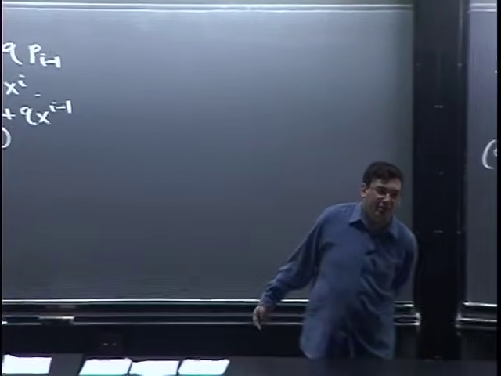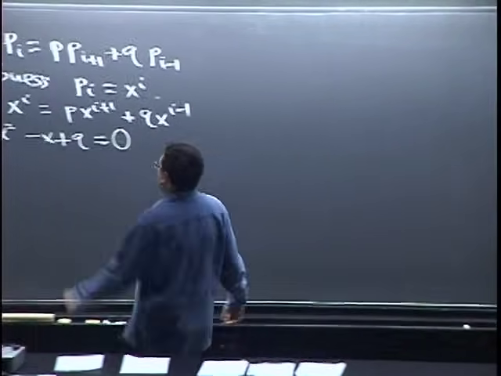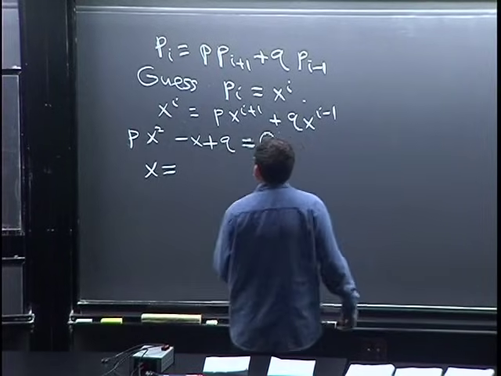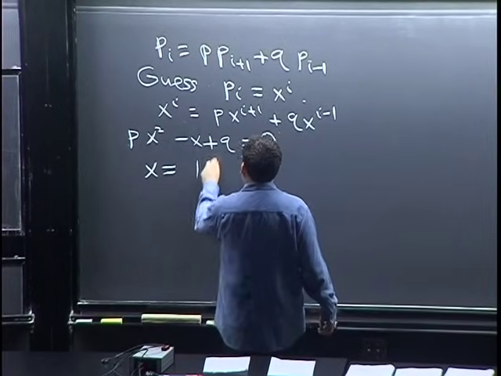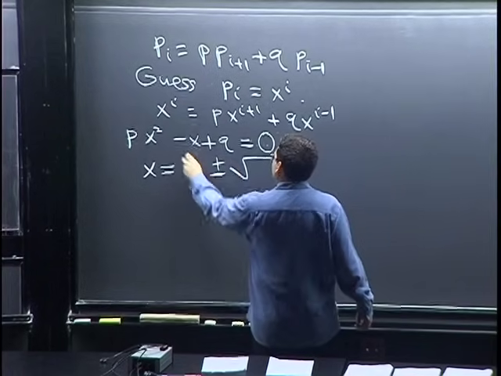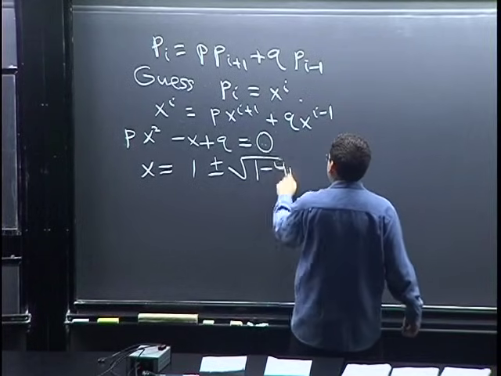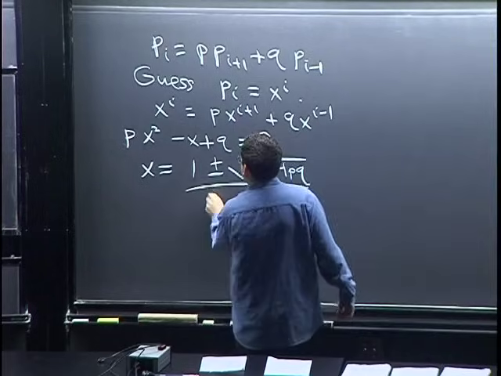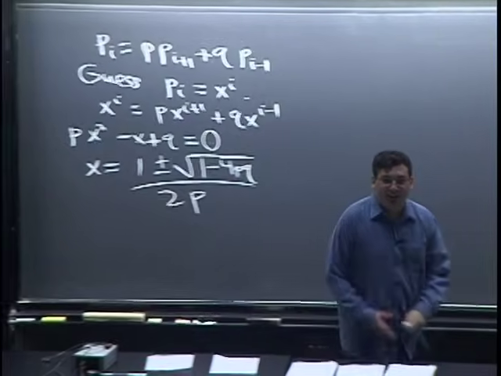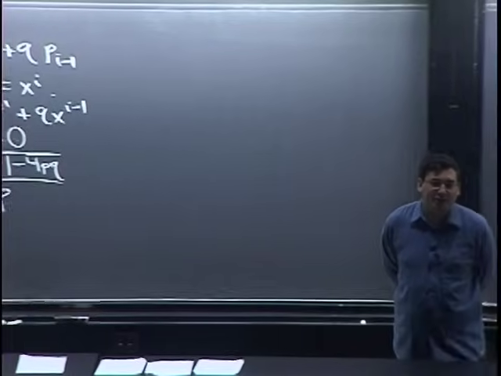Okay, well now that's just a quadratic, so we can easily solve for x. Let's see if I remember my quadratic formula. x equals minus b, which is 1, plus or minus the square root of b squared minus 4ac, so 1 minus 4pq, over 2p. There, that looks right. Okay, now this looks pretty horrible.